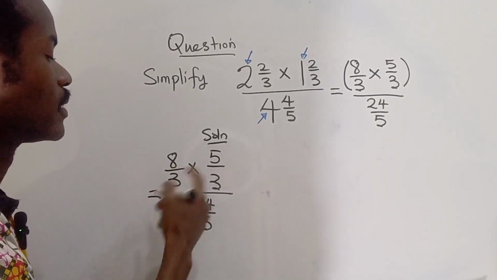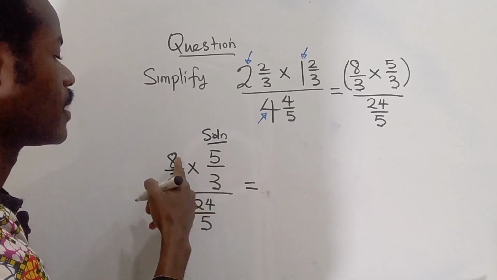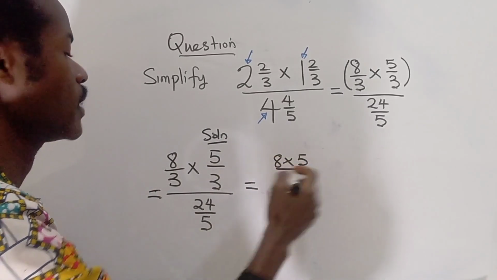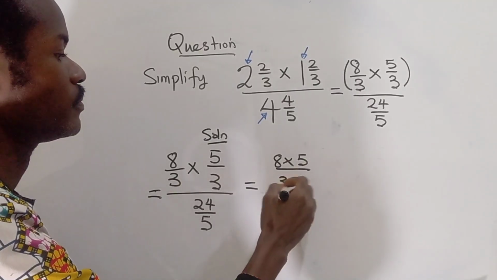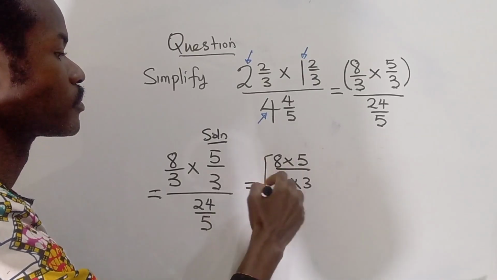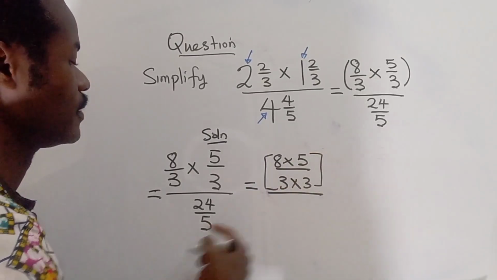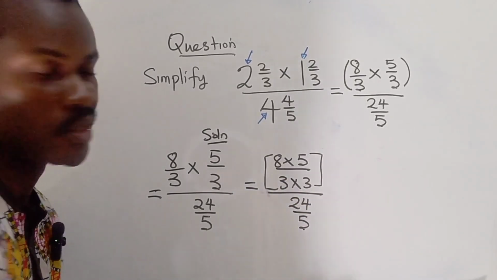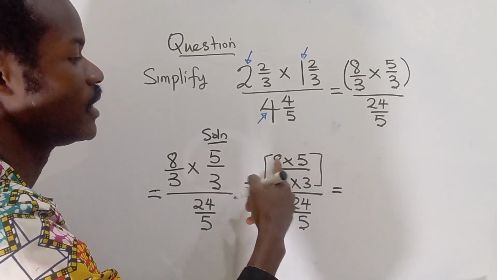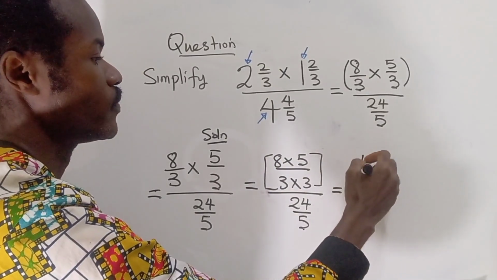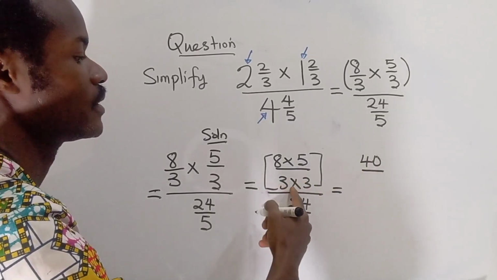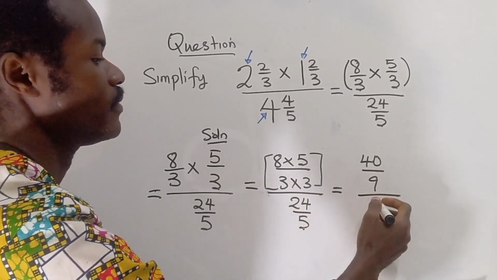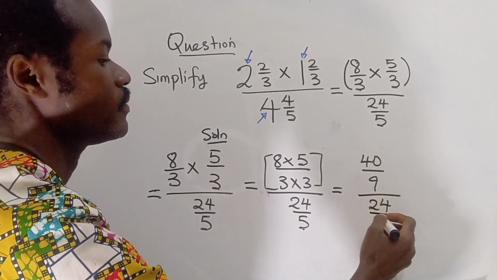Now, how do we work this out? We can work it out by saying 8 times 5, and 3 times 3, all divided by 24 over 5. So this is going to give us 8 times 5, which we know is 40, over 3 times 3, which is 9. All this we have divided by 24 over 5.